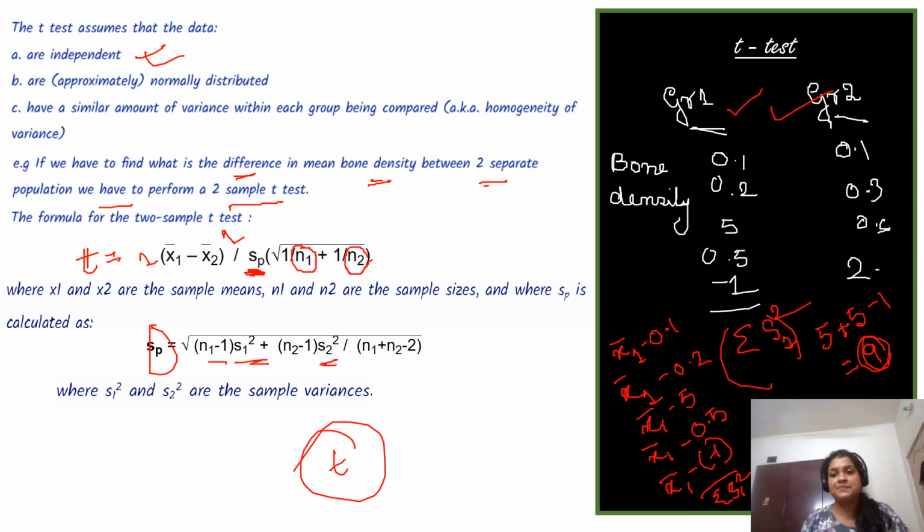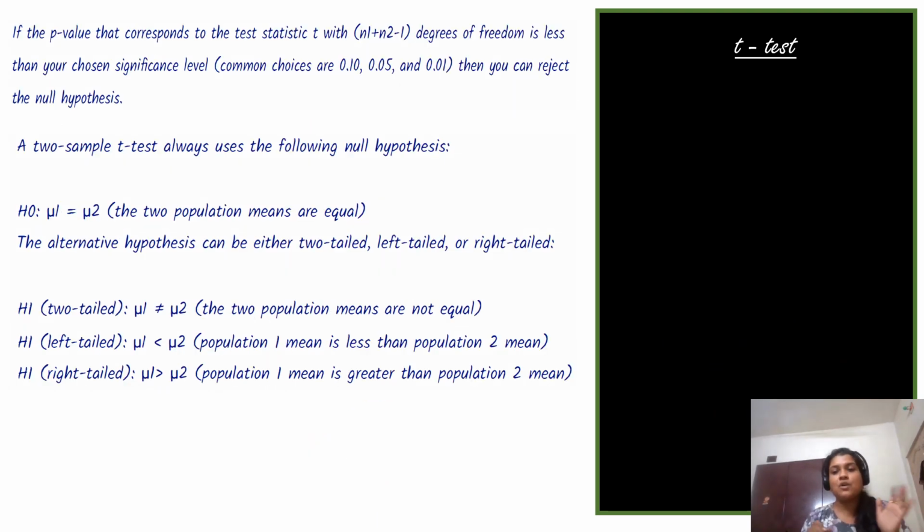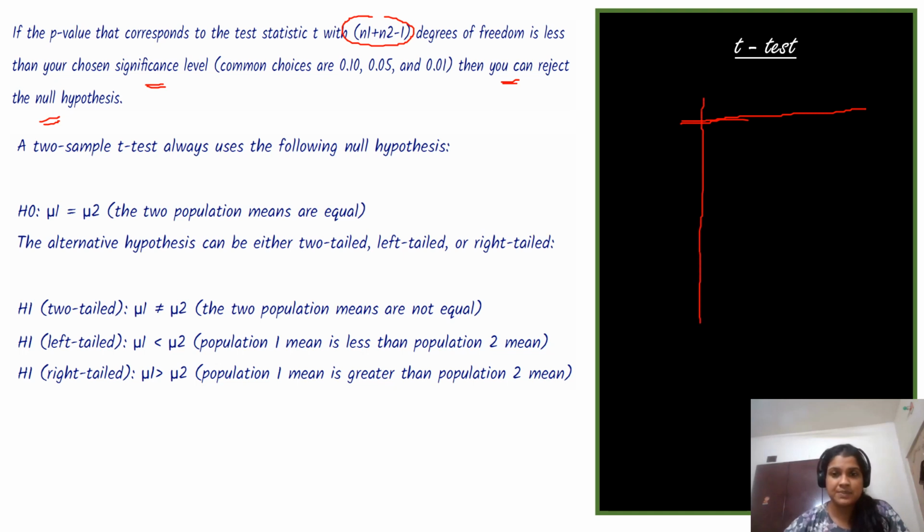Now what will happen? So now what we will study? That if the p-value that corresponds to the test statistic T with this much degree of freedom is less than the chosen significance level, then you can reject the null hypothesis. Now let us draw a table. Before going into further explanation, let me draw a table.